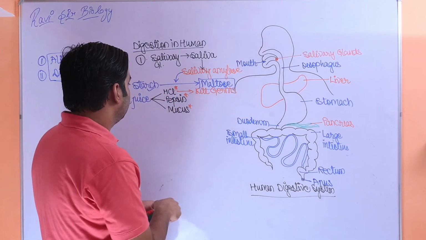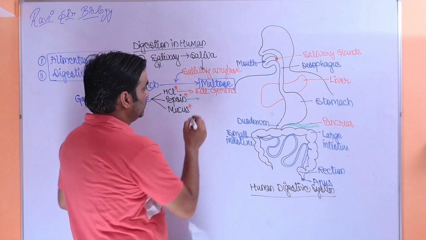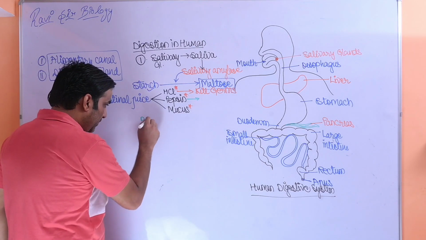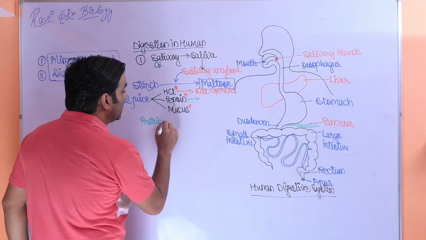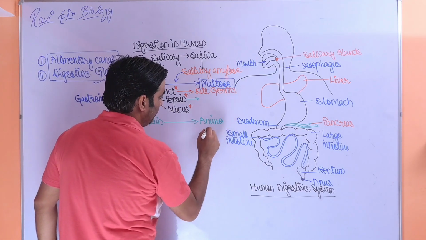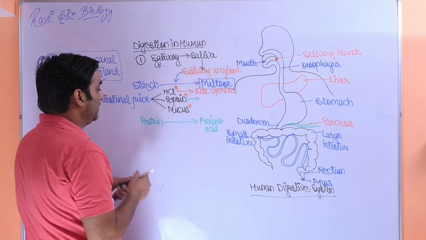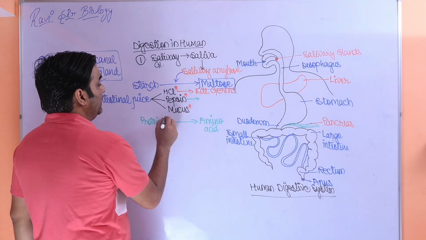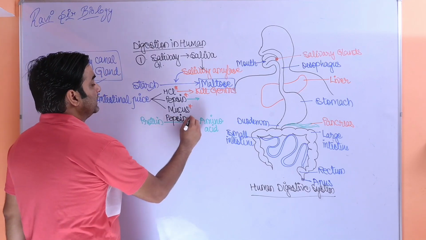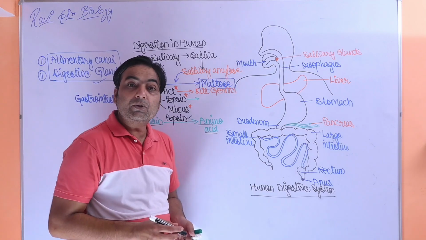Pepsin has a very important function. What does it do? It acts upon protein. This protein will be broken down into amino acids. The breakdown or digestion of protein will be done by the action of pepsin. So this pepsin digests the protein into amino acids, right? So these amino acids will be produced.